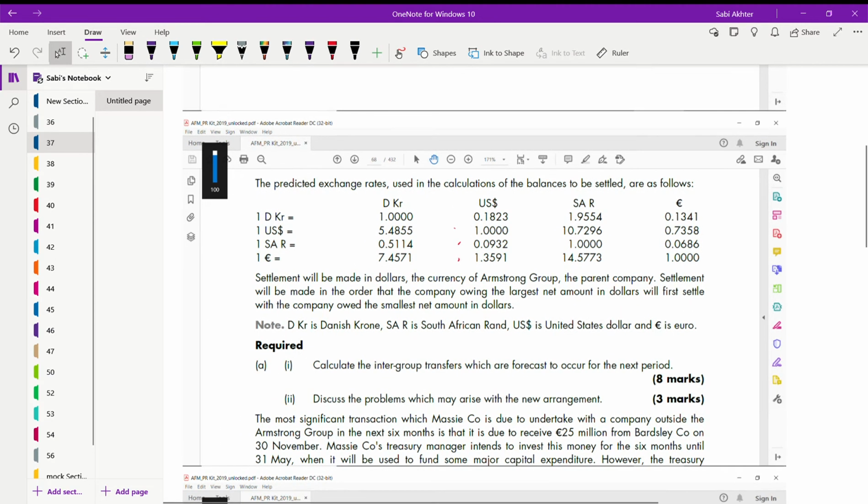But here one rule is there which was not there previously. They didn't tell you the order of the payment before. You just paid the payment to the receipt company. In this case, they told settlement will be made in dollar. Settlement will be made in the order from the company owing the largest net amount, which will first settle with the company owed the smallest net amount in dollar. I have solved this question. Please go and check if you are not understanding the meaning of this, right?